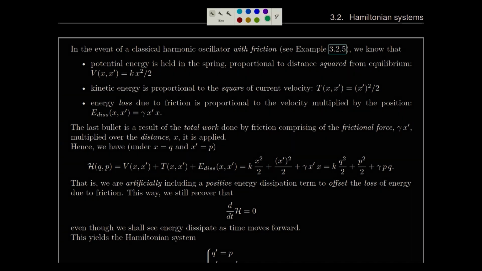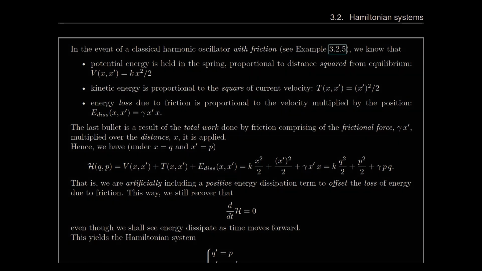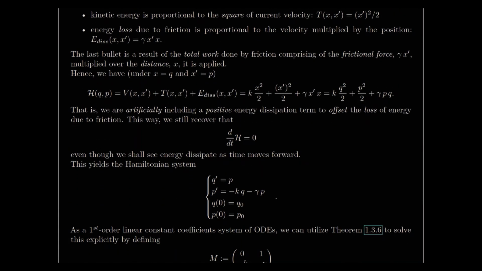And then I'm going to translate, okay, fine, the potential energy was kx squared over 2, the kinetic energy was x prime squared over 2, and the dissipation was gamma x prime x. And if I want to write this in terms of the position and the velocity, then I have q squared over 2, p squared over 2, and pq. From this, I can actually construct my Hamiltonian system, right? Because what do I have here? This is partial pH, this is partial qH.